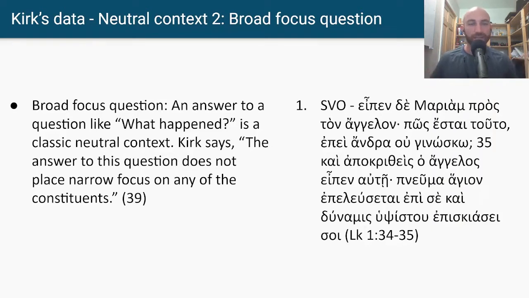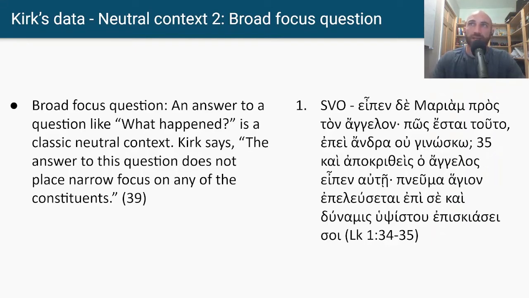We don't know anything that happened. We're not talking about any of the constituents. We're just saying what happened, right? And we know in language after language that this is a great way to elicit the pragmatically neutral order in the language. So she finds one example of this that she says might be a broad focus question. It's not the best example, but again, we're dealing with limited data here.